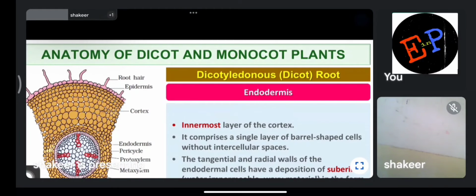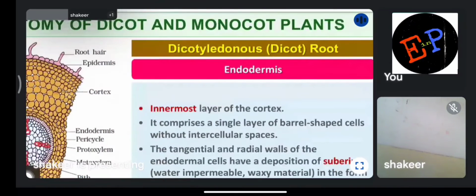Clear? In the same dicotyledonous roots we are studying about endodermis. What is meant by endodermis? The layer which is present inside the cortex is called as endodermis. Clear, ma? So it is the innermost layer. It comprises a single layer of barrel shaped cells without intercellular spaces. Okay, ma? So endodermis does not have any type of intercellular spaces.